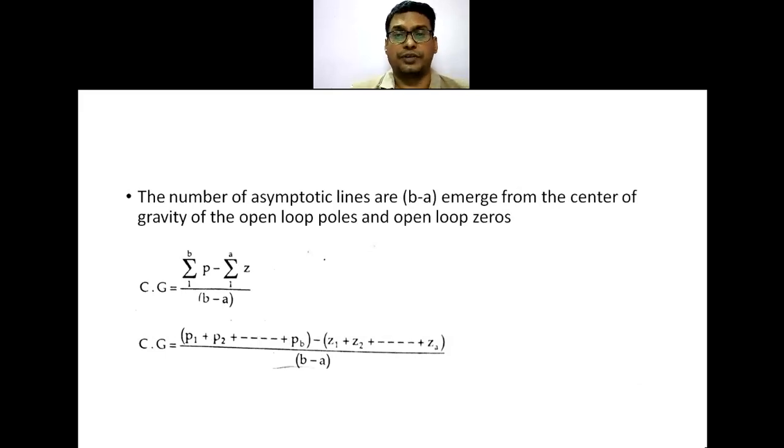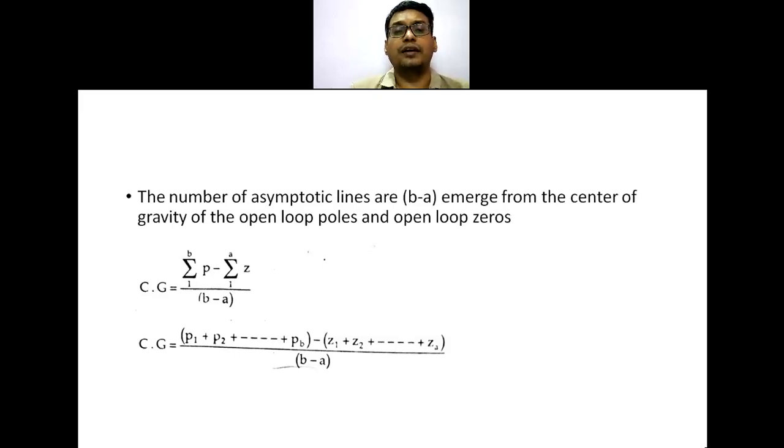So these asymptotes will emerge from the center of gravity. The center of gravity is calculated by the summation of all the poles minus the summation of all the zeros, upon B minus A. That is P1 plus P2 plus P3 and so on, minus Z1 plus Z2 and so on, upon B minus A. The example which we have considered is S plus 3 upon S into bracket S plus 1, S plus 2 and S plus 4.